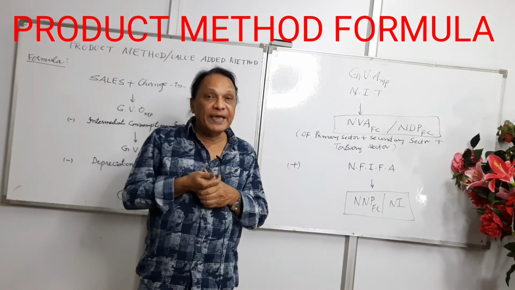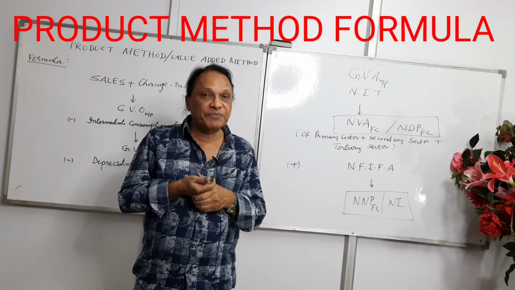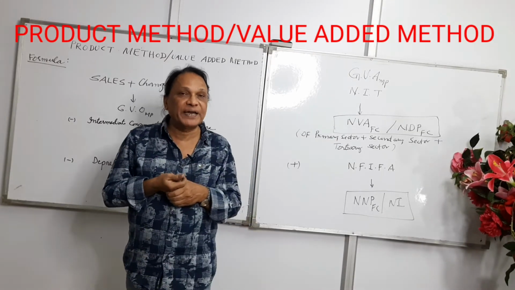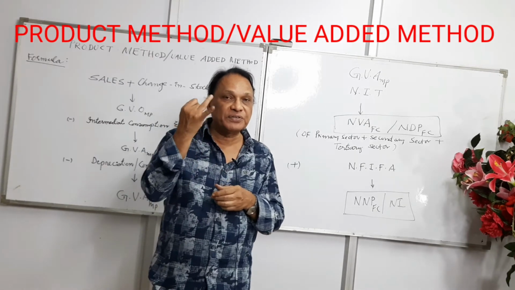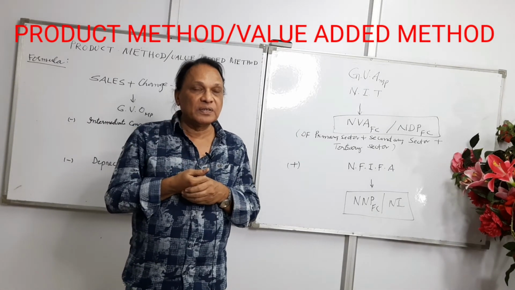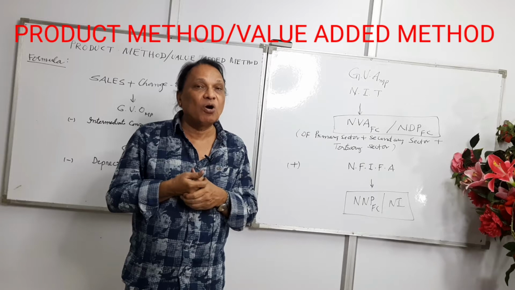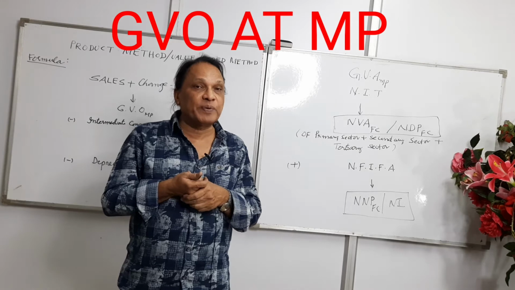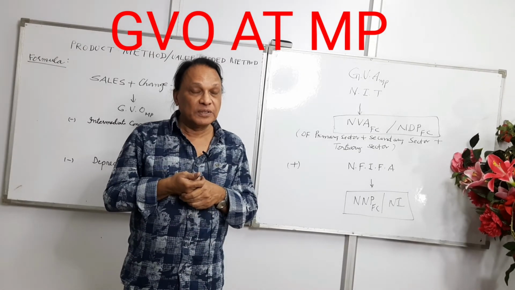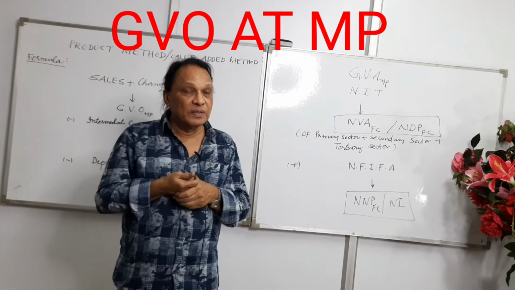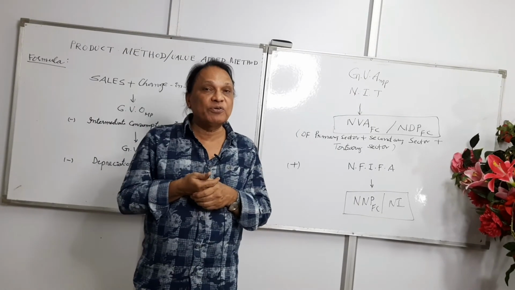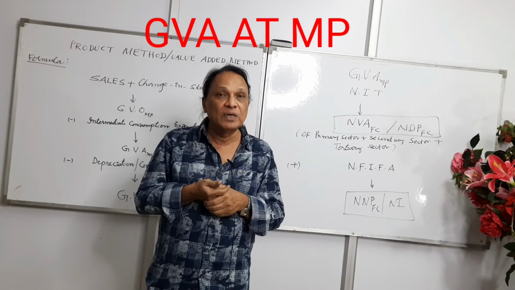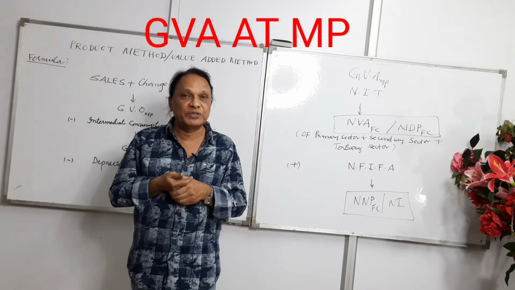The first step is classification of industries. All the industries have been classified into three categories: primary sector, secondary sector, tertiary sector. The second step was classification of gross value of output at market price. How do you get that? Sales plus change in stock. The third step was estimating gross value added at market price. Gross value added at market price is equal to gross value of output at market price minus intermediate consumption expenditure.